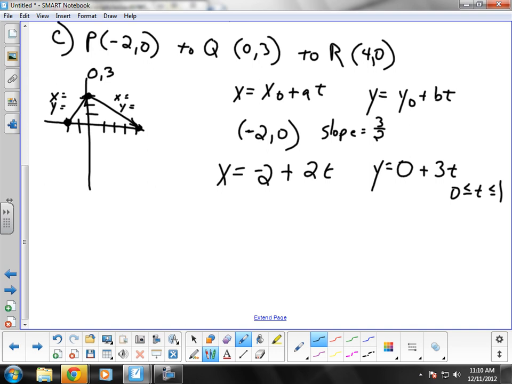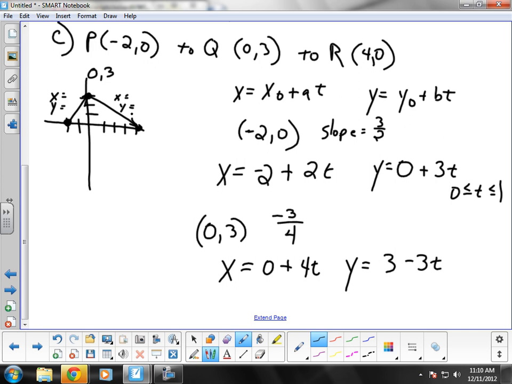Okay? And now we're going to do the same thing with this other piece that starts at 0, 3, and has a slope of -3 over 4, right? And so we've got, tell me what it is, x equals plus 4t, and y equals minus 3t. Okay, good.